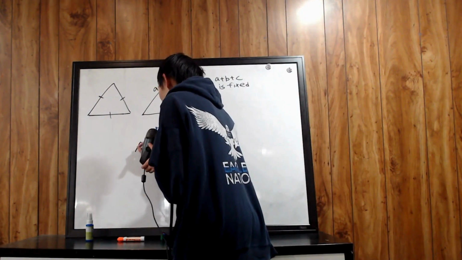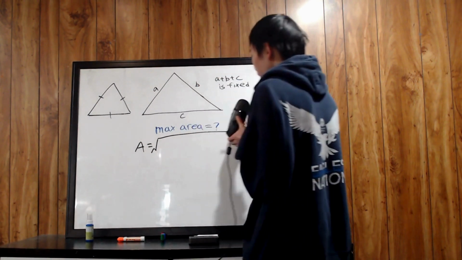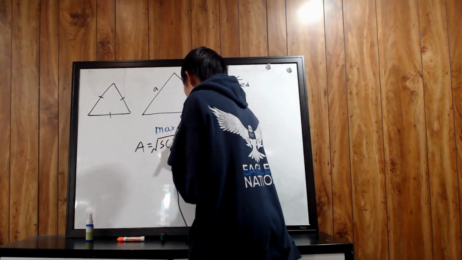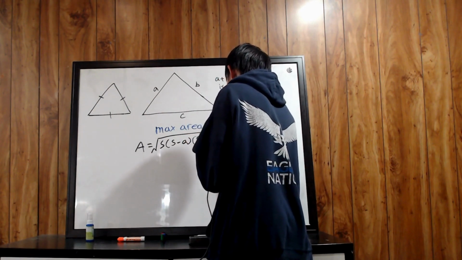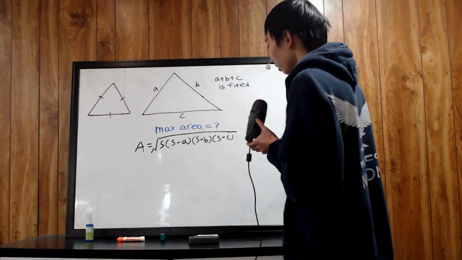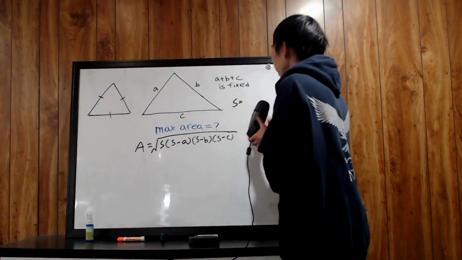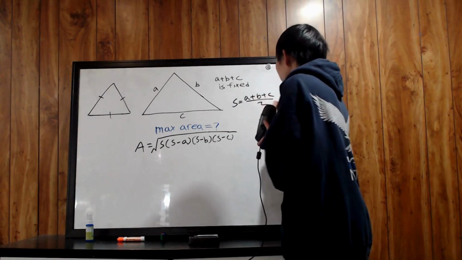Now, Heron's formula states that the area of any triangle is equal to the square root of s times (s minus a) times (s minus b) times (s minus c). Now, a, b, c are the side lengths of the triangle, and s is the semi-perimeter of the triangle. That is, it's equal to (a plus b plus c) over 2.